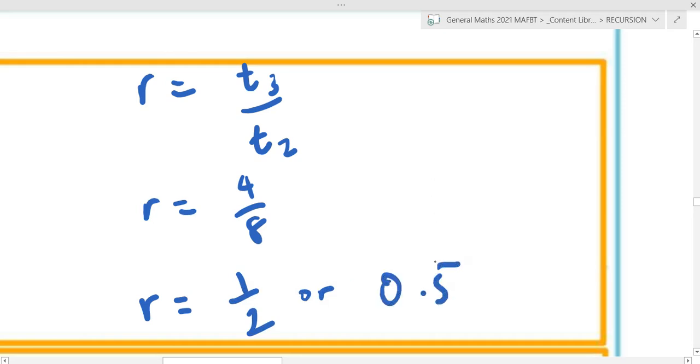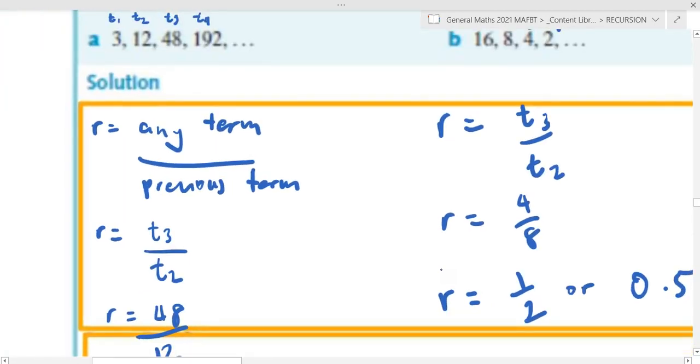And really quickly, if I'm multiplying by a decimal number less than 1, is it going to increase or decrease? It's going to decrease. Okay? Easy.